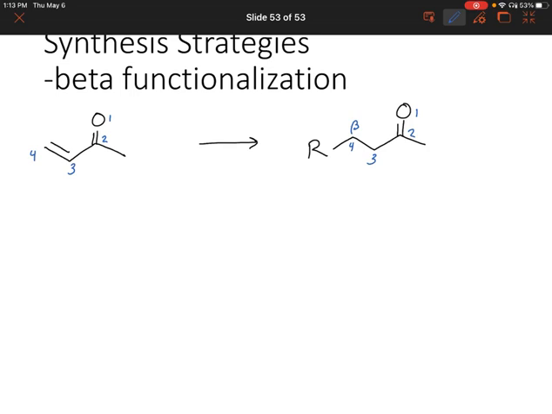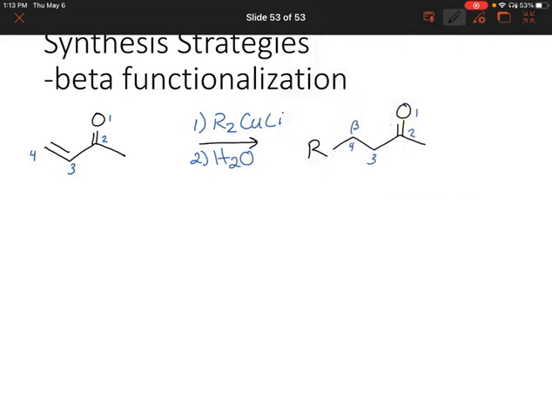So we'd probably want to use a Michael donor because we're trying to add something to the fourth carbon. And remember, one of our Michael donors is that Gilman reagent, that organocuprate. And then we also have that water addition at the end. So we can protonate our oxygen, turn it into an enol, and then it tautomerizes to a ketone.